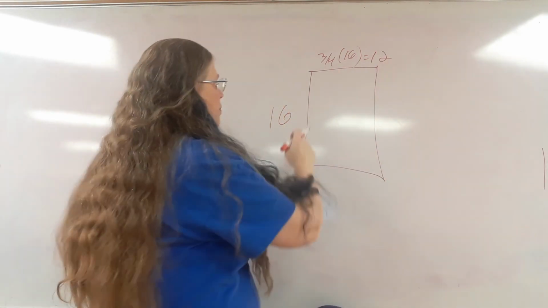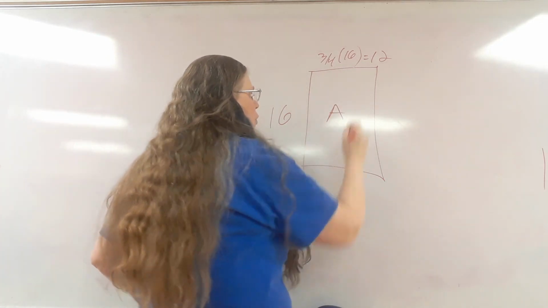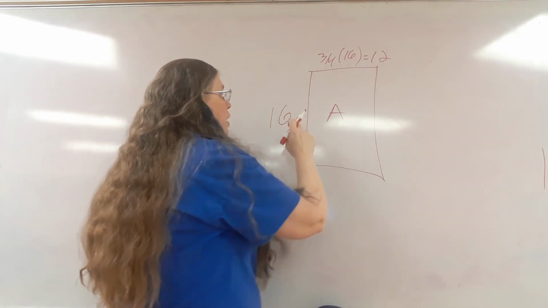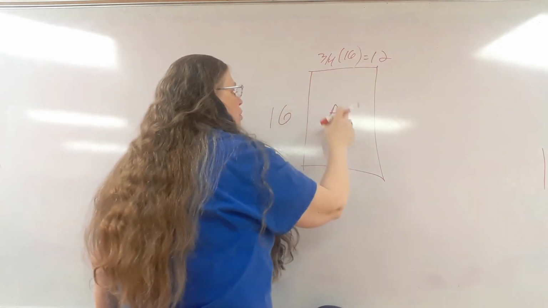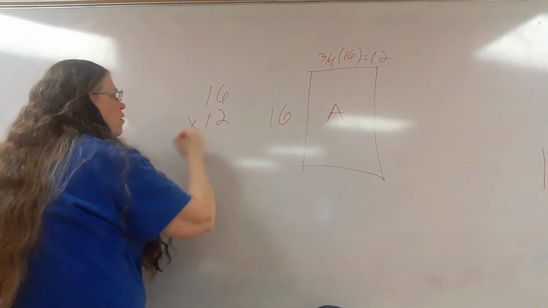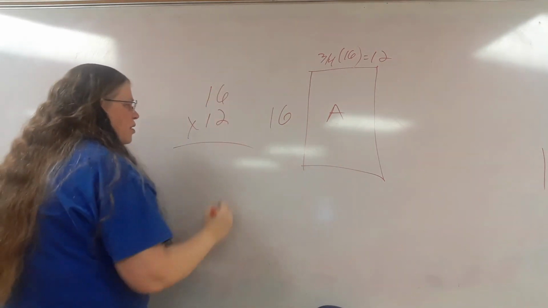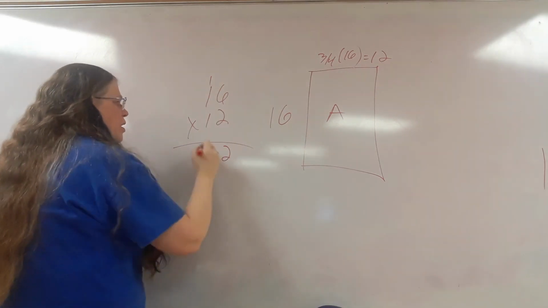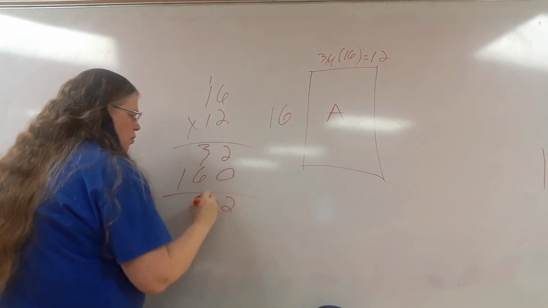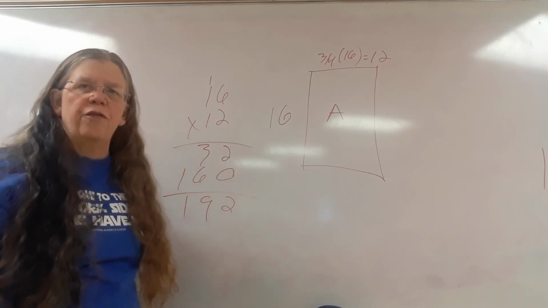So now we have to multiply. We're looking for the area. So we're looking for this section here. We can multiply these two together to get the area. 16 times 12. 2 times 6 is 12. 2, 3, 0, 16. 192 square feet is our answer.